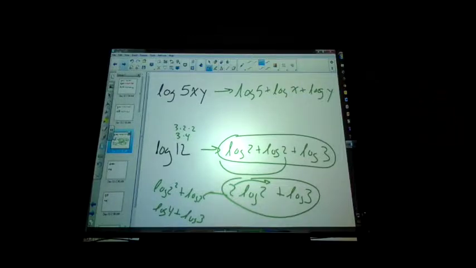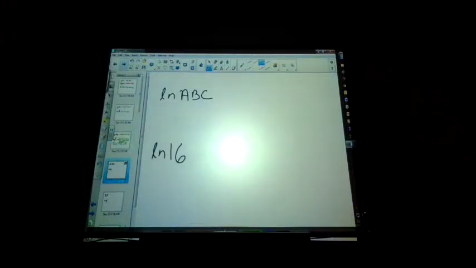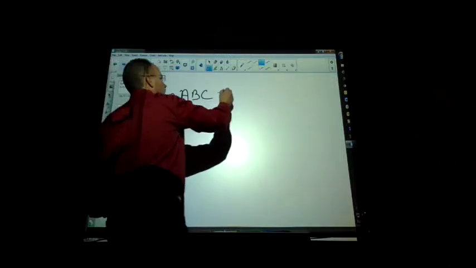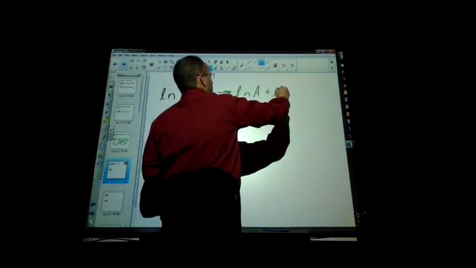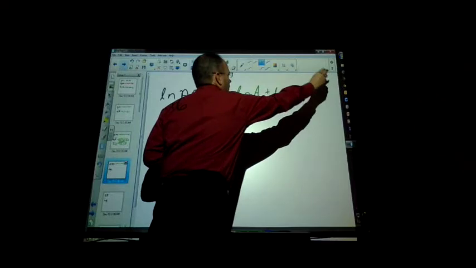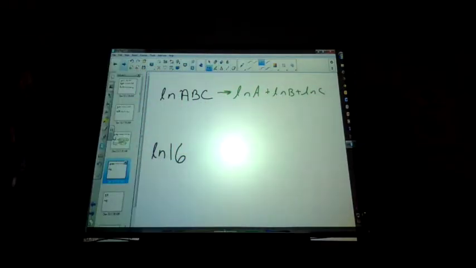May I move on? Natural log has the exact same properties as log. So if I wanted to expand natural log, it's ln A plus ln B plus ln C. That's easy. Natural log of 16. 16 is what times what? 8 times 2. 8 is the same thing as 2 times 4. And 4 is the same as 2 times 2. So this is ln 2, ln 2, ln 2, ln 2, or ln 2 to the 4th.